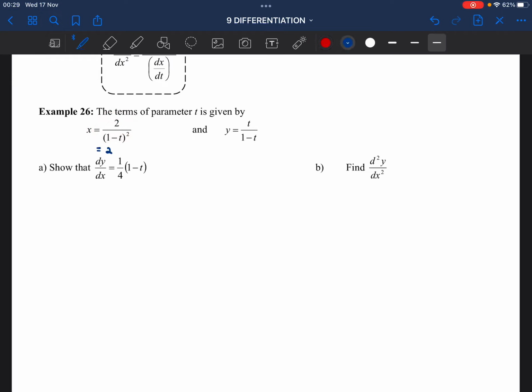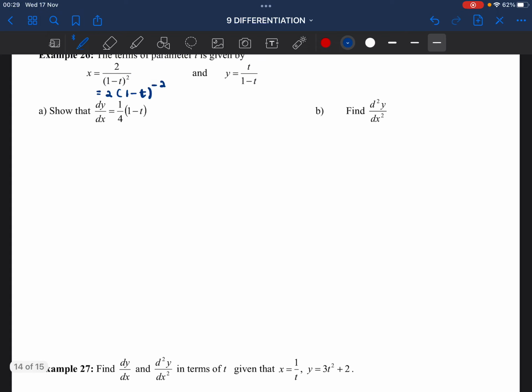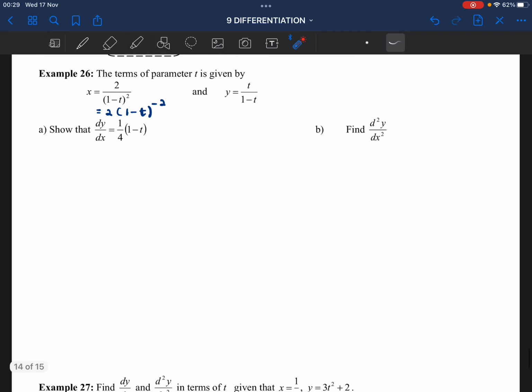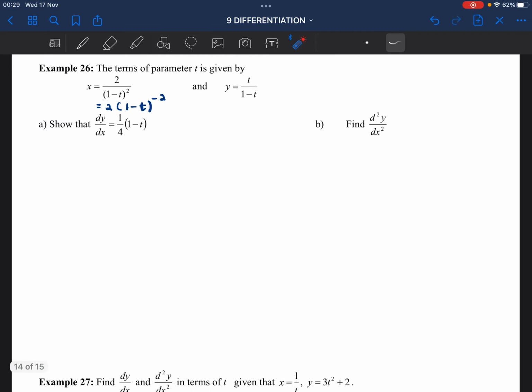By turning this into power rule. Okay, we can use power rule, or if you want to use quotient rule, that's fine, boleh juga, tak ada masalah. This one you can use quotient rule. Okay, so the first question here, show that, basically we just want to find dy over dx. So let's differentiate x with respect to t first.